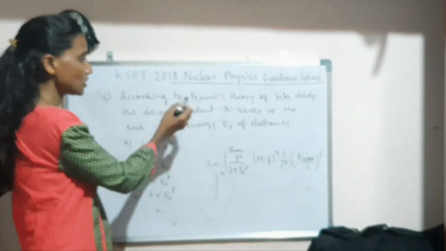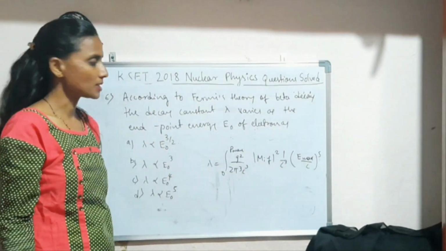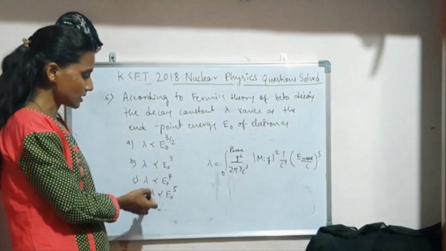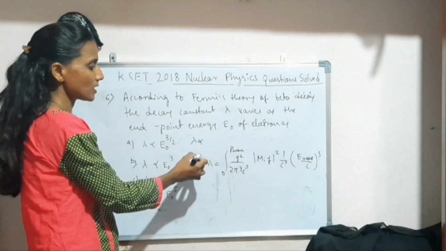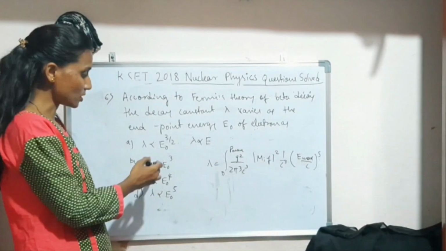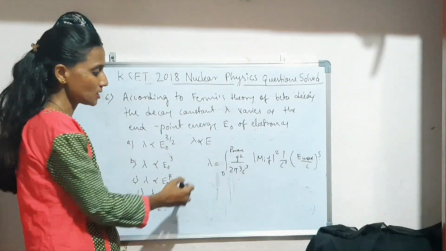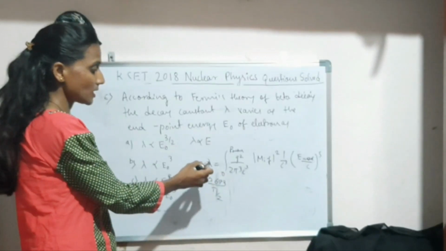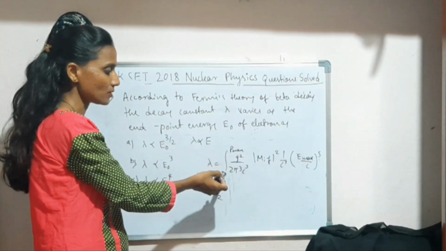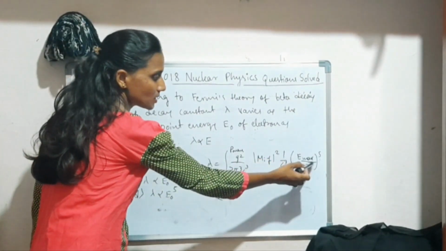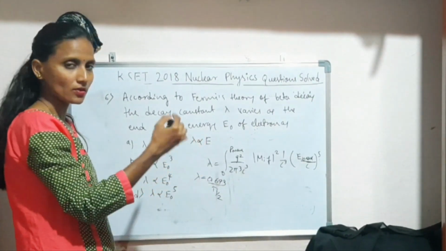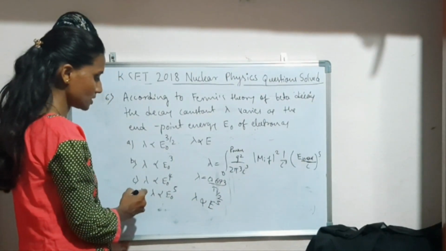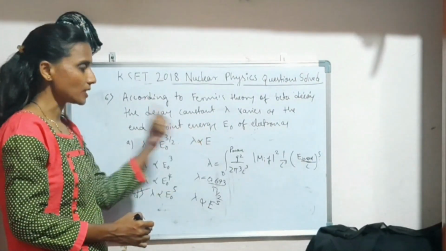Question: according to Fermi theory of beta decay, the decay constant lambda varies as the end point energy E0 of the electron has. So here options have been given. So this decay constant is directly proportional to energy. By what power? As we know, this decay constant lambda is equal to 0.693 divided by half-life. So the decay constant in terms of energy for initial and final state, we have the formula like this. You can see here the maximum energy is to the power of fifth. So this lambda is proportional to E to the power 5. So the correct option is E0 to the power 5, that is end point energy.